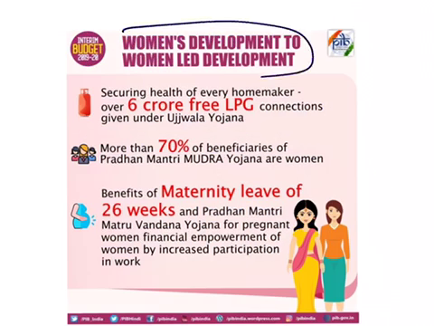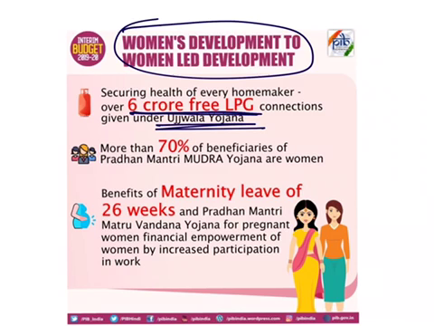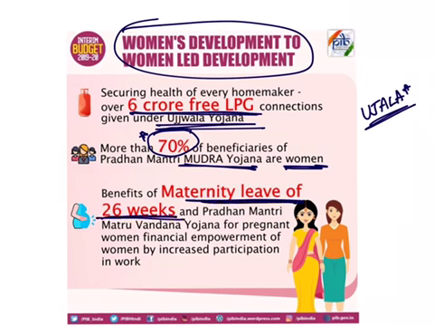Next, for women's development and women-led development, these are the initiatives. Securing health of every homemaker by providing 6 crore free LPG connections given under Ujjwala. Ujjwala is related to LPG. Ujjala is related to LED bulbs. We should remember this. And Mudra Yojana, Micro Units Development Regulatory Authority. Under Mudra Yojana, 70% of all the beneficiaries are women. This is one of the significant things. Next, maternity leave of 26 weeks and Pradhan Mantri Matru Vandana Yojana for pregnant women. These two are given so that women participation in the workforce will increase.